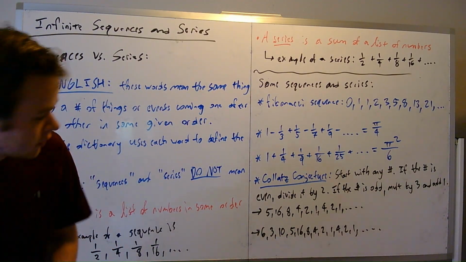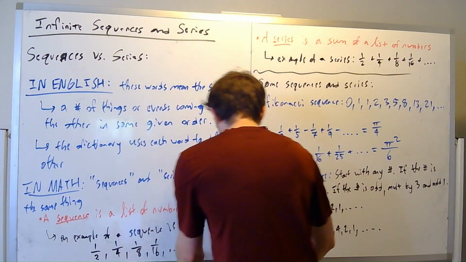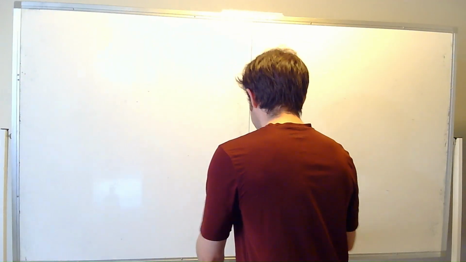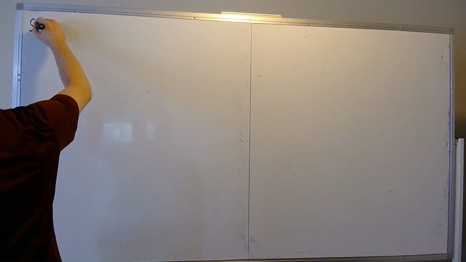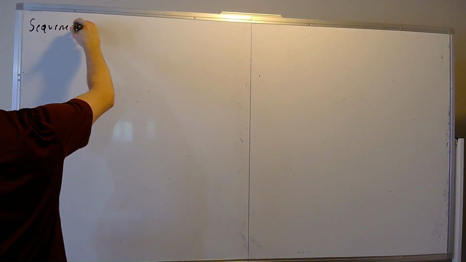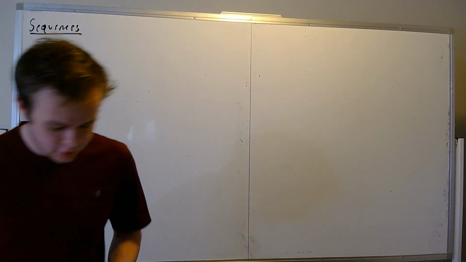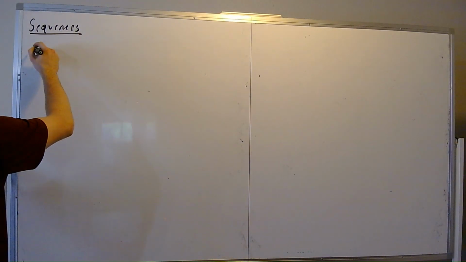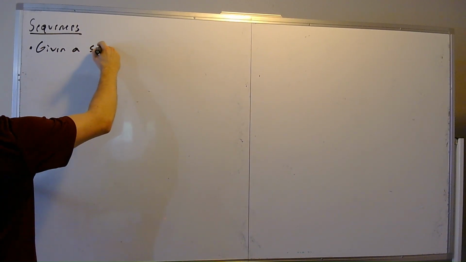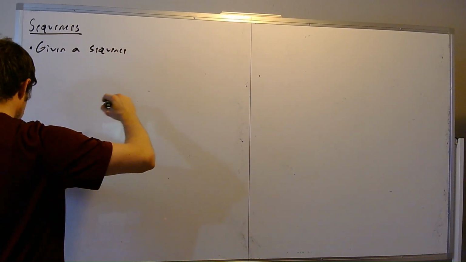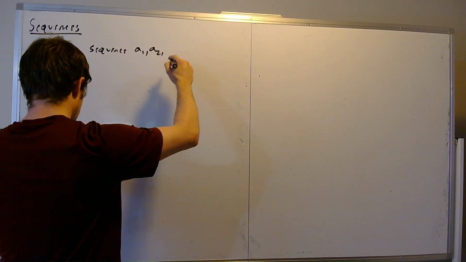So the first section of this chapter is just going to be on sequences. Or actually, I'll just put 2 on the board here. So today we're going to talk about just sequences. So just lists of numbers. Okay. So given a sequence, let's say our sequence is A1, A2, A3.